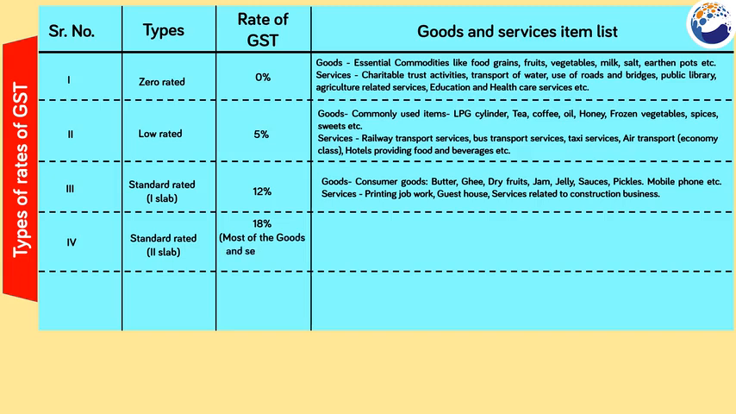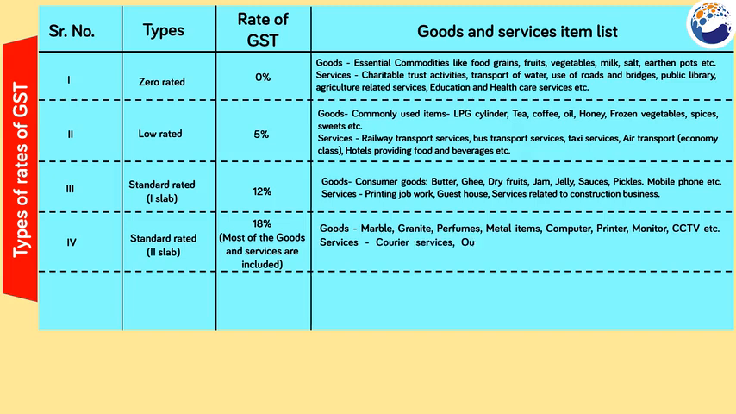GST rate is 18%. In this slab, most of the goods like marble, granite, perfumes, metal items, computer, printer, monitor, CCTV, etc. and services like courier services, outdoor catering, circus, drama, cinema, exhibitions, currency exchange, broker services in share trading, etc. 5. Highly rated. GST rate is 28%.